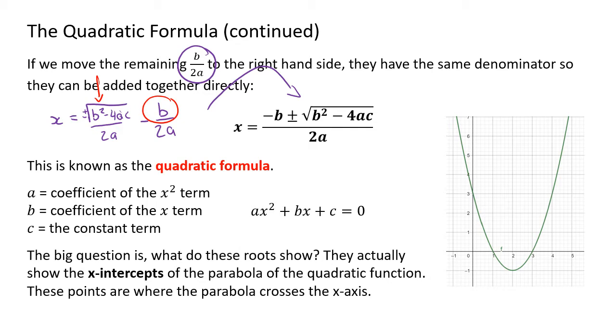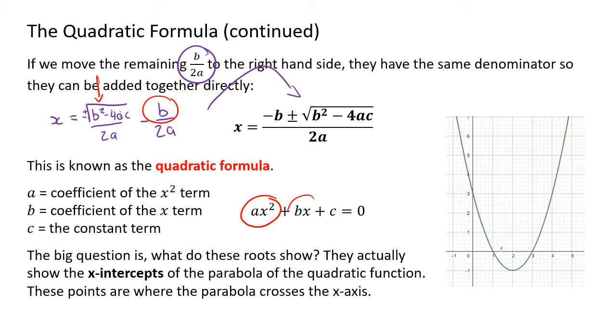And we're going to go over some instances later on in this lesson. But just a couple of items to note. This is known as the quadratic formula, or quadratic roots formula. You might have heard of that. The terms a, b, and c are the coefficients. A is the coefficient of the x squared term.